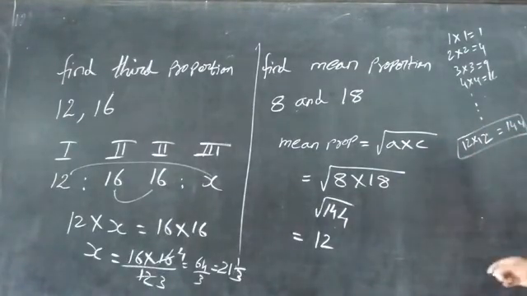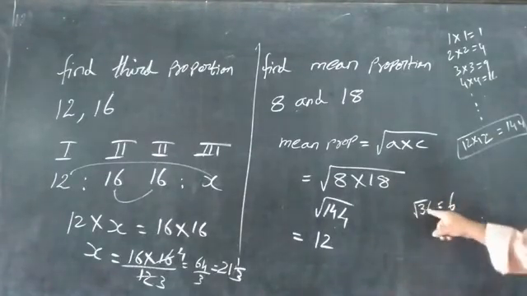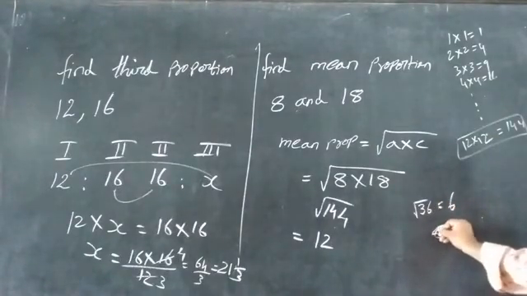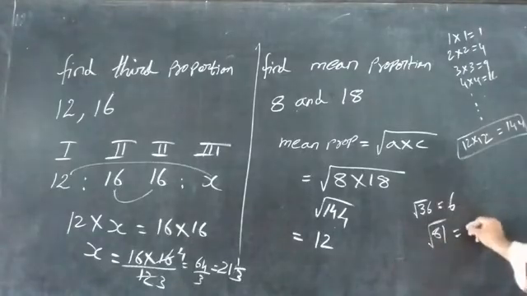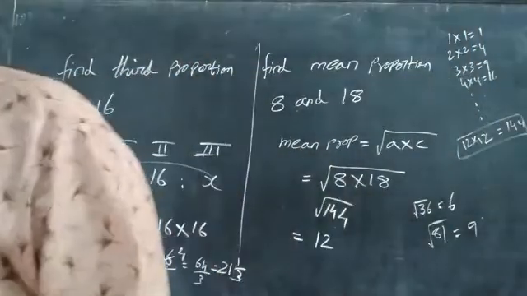If, for example, the answer of the question you got is 36, root of 36 means 6. 6 6s are 36. If you got 81, it is 9. Like that we have to do the sums. This is about ratio and proportion.